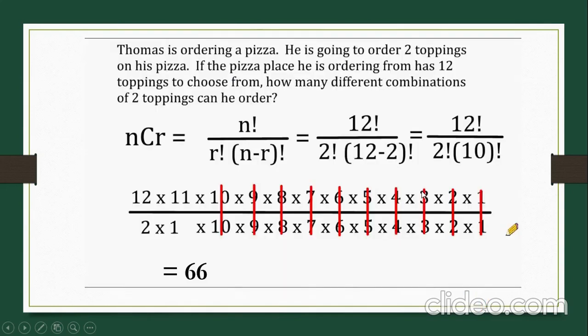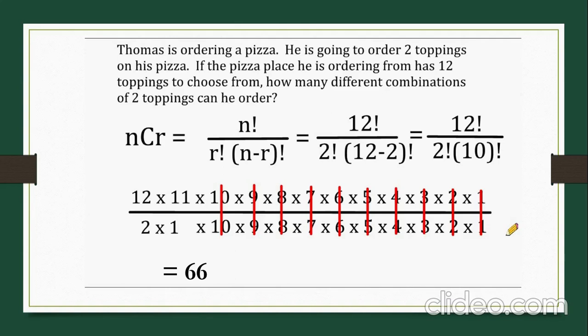Okay, next. Thomas is ordering a pizza. He's going to order 2 toppings on his pizza. If the pizza place he is ordering from has 12 toppings to choose from, how many different combinations of 2 toppings can he order? So our n here is 12 because there are 12 toppings to choose from. And our r here is 2 because he's going to order 2 toppings. So how many combinations can he choose?